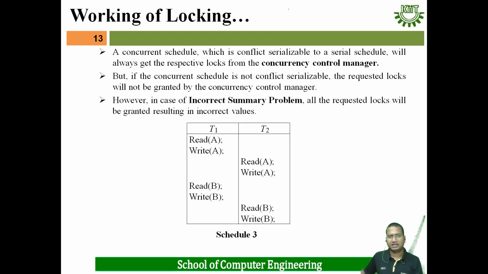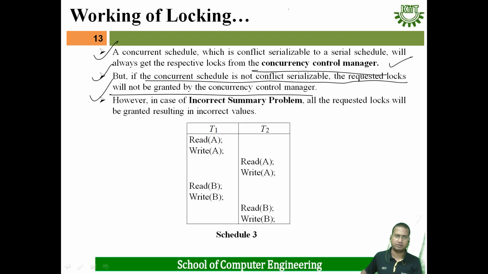Now we'll see the notes, these three important points. A concurrent schedule which is conflict serializable to a serial schedule, that means a conflict serializable schedule, will always get the requested locks from the concurrency control manager. If it is a conflict serializable schedule, that means serializability is present in that schedule, then the concurrency control manager will always grant the locks to that schedule. But if the concurrent schedule is not conflict serializable, the requested locks will not be granted by the concurrency control manager. However, in the case of the incorrect summary problem, all the requested locks will be granted, resulting in an incorrect value.